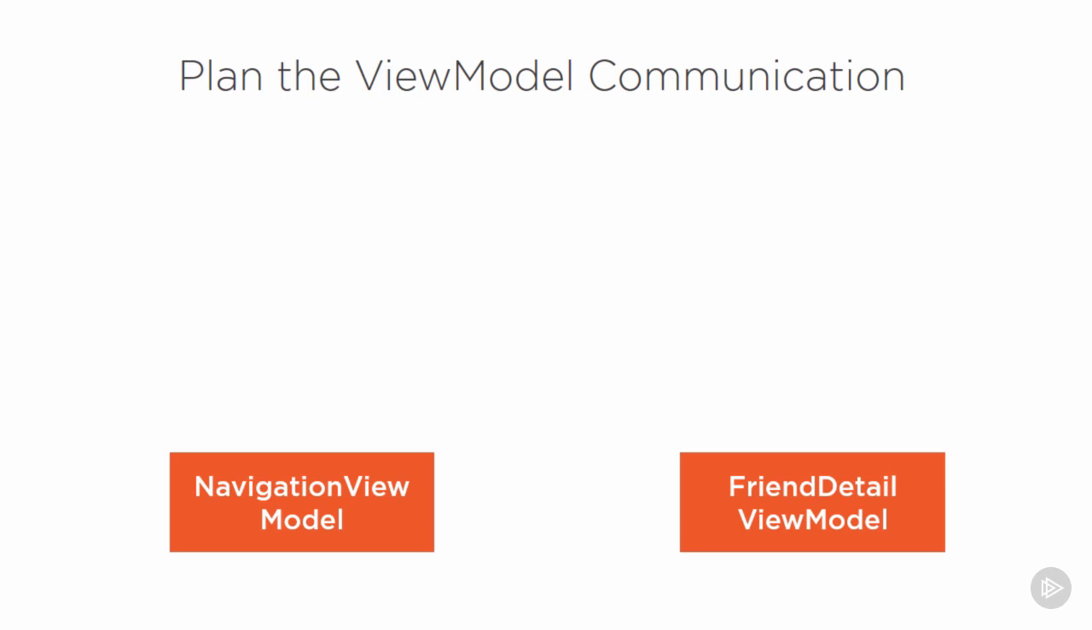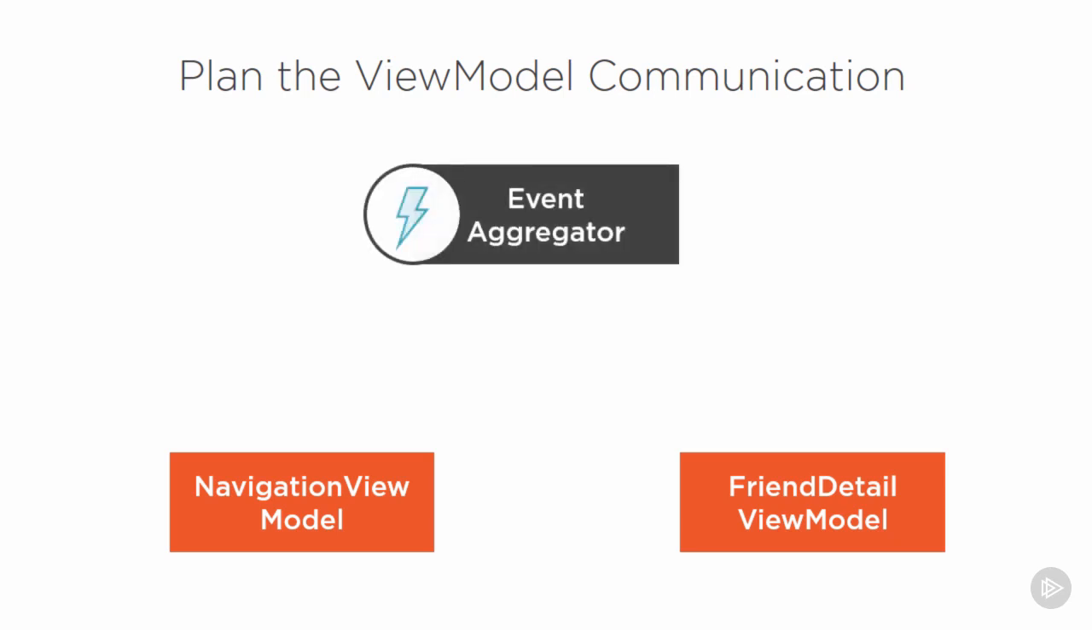To enable the communication between the view models, we will introduce an event aggregator in this module. When a friend is selected in the navigation view model, the navigation view model will publish an event by using the event aggregator. That event will contain the ID of the selected friend. The friend detail view model will subscribe to that event. It will get the ID of the selected friend, and then it can load the full friend object from the database so that it gets displayed in the friend detail view. So far to the theoretical part. Now let's implement it.